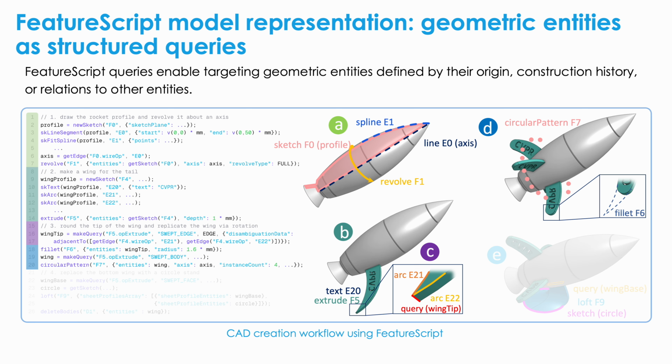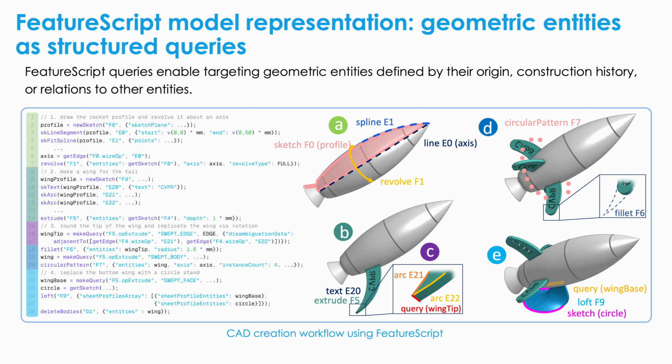After that, we query the entire wing and replicate it. Finally, we add a stand that attaches to the rocket on the same face as one of the wings and use a query to identify this face. This ability to reference implicit geometry makes FeatureScript a powerful representation for generative CAD.